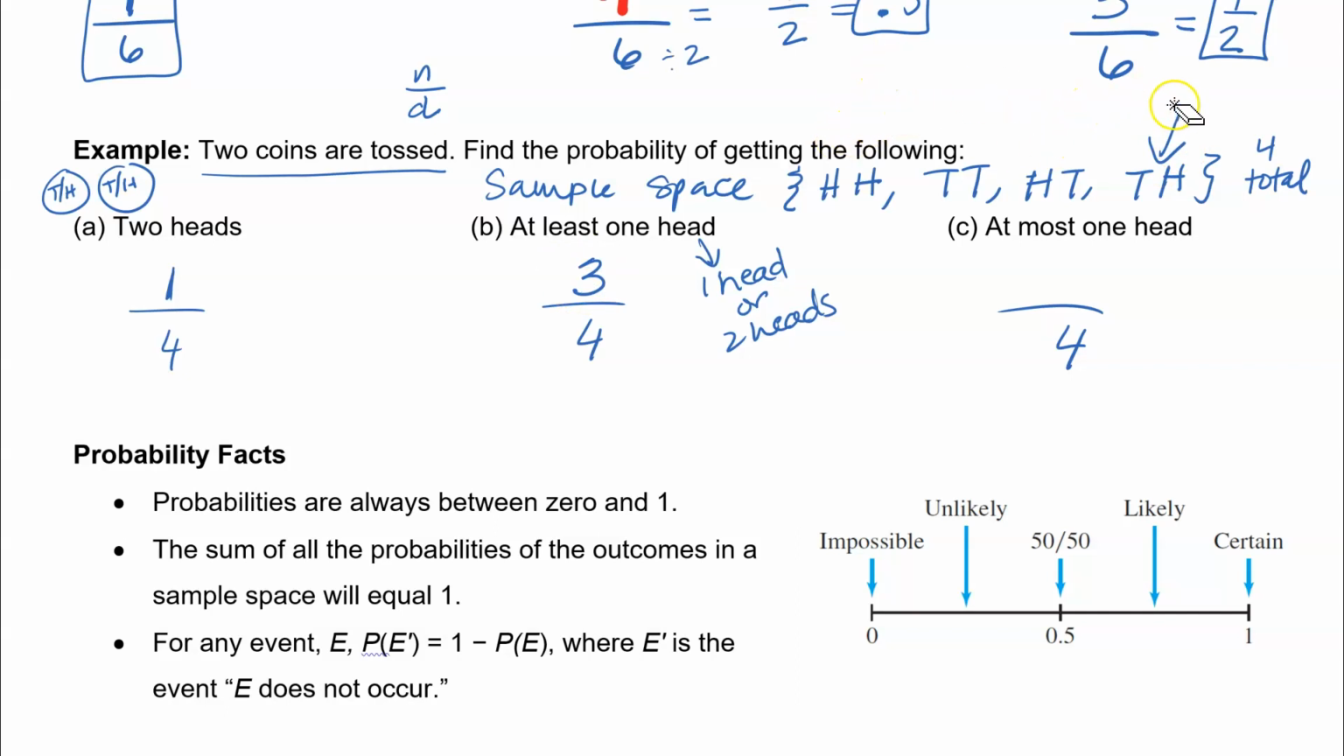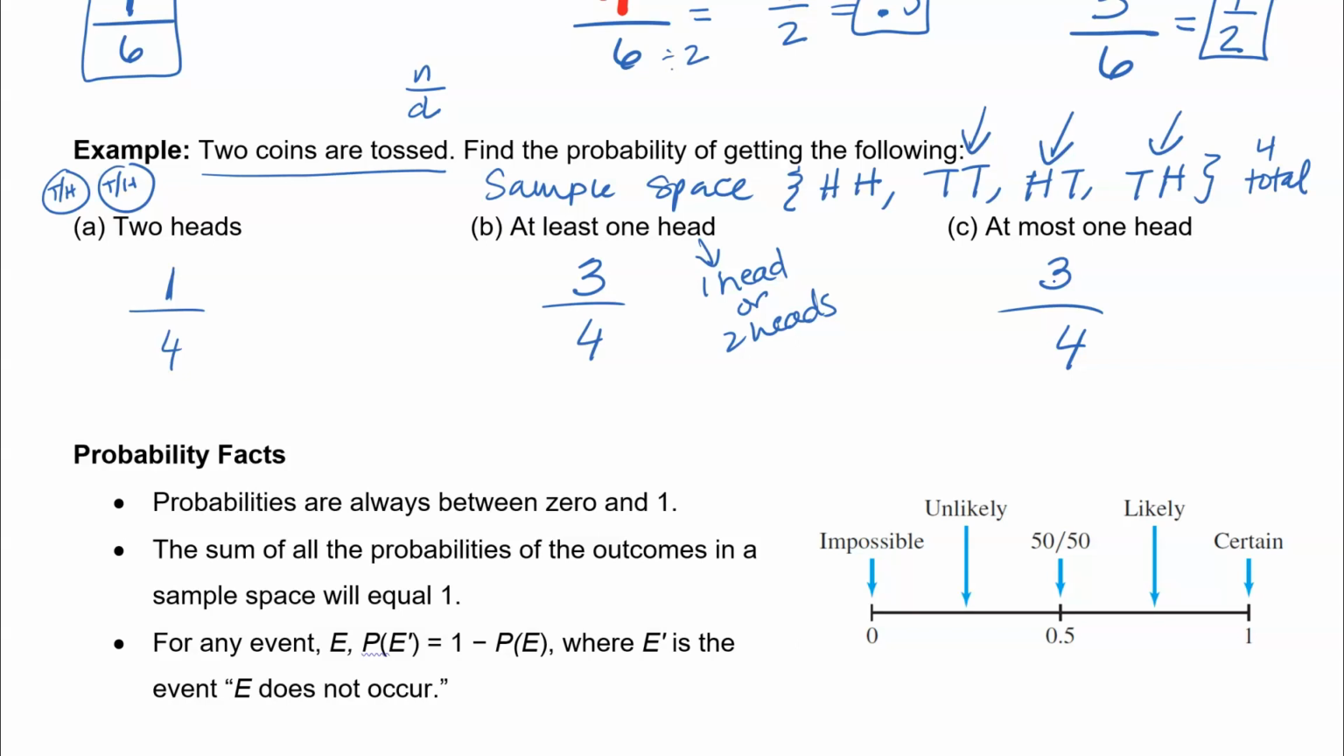And then the last one, at most one head, meaning we have one or less. So that option would work, that option would work, and tails would also work. So this one would also be 3 out of 4.